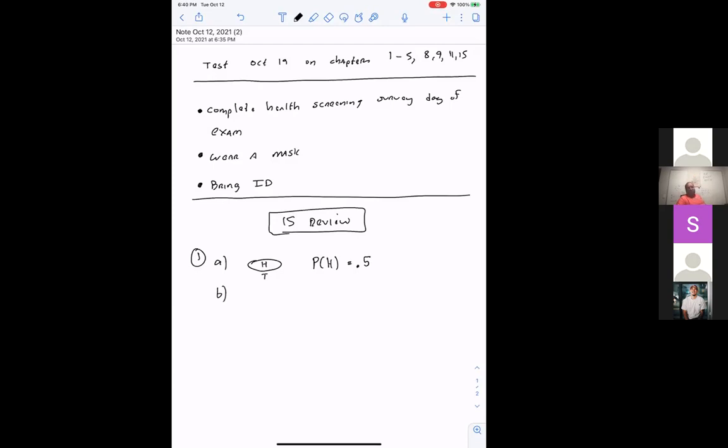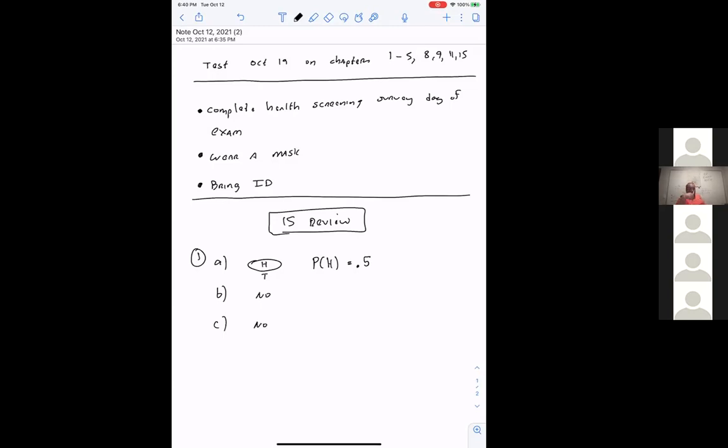B, does this mean that if you flip a coin 10 times, you will definitely have exactly 5 heads and 5 tails? No, certainly not. C, does this mean that if you flip a coin 10 times, you will probably have exactly 5 heads and 5 tails? Yes. Actually, the answer to this is still no.